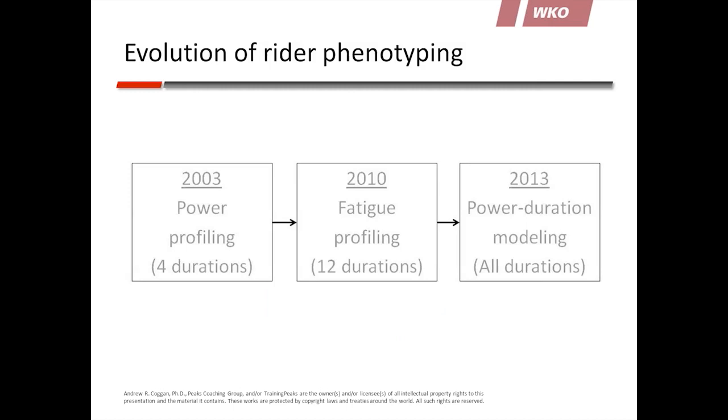And what he was observing was differences between individuals in the shape of their mean maximal power curves or their power duration curves, and he wanted to be able to take that knowledge and differentiate between people a little bit more than what was possible with just four durations in power profiling. Well, if you extend that logic onward, then power duration modeling simply is to look at all durations and not just limit yourself to a select subset.